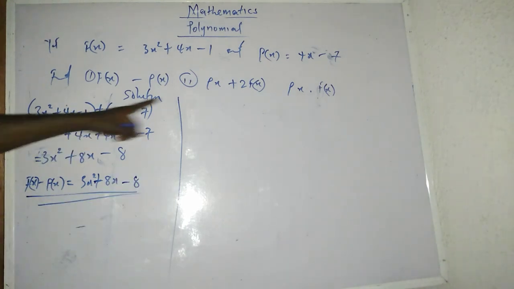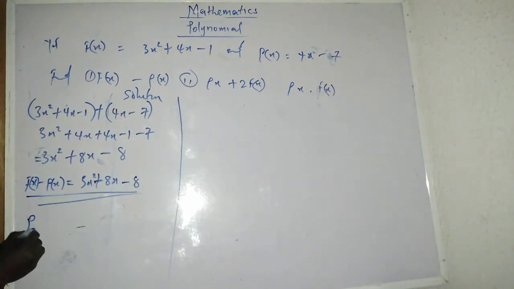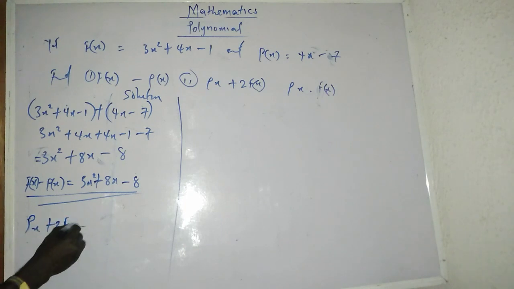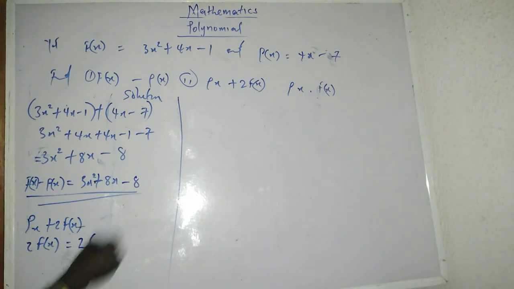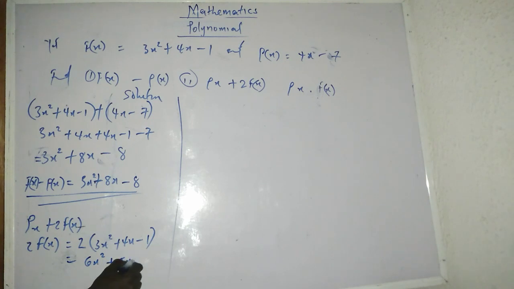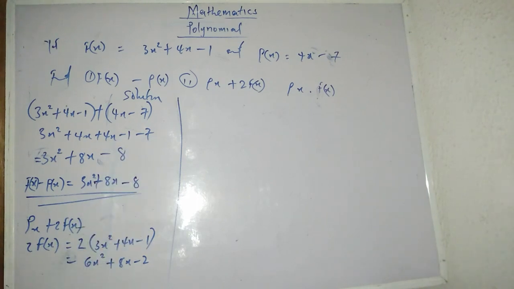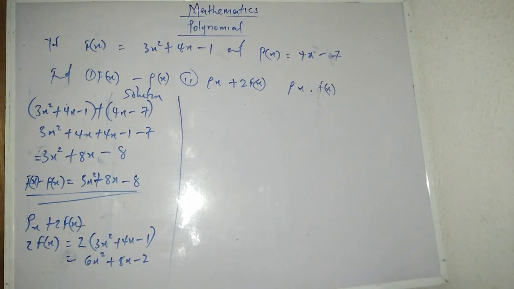Now, if I'm talking about plus, it means p of x plus 2f of x. What I will just do is 2f of x. It means I want to use 2 to open my f of x, which is 3x squared plus 4x minus 1, which I will have 6x squared plus 8x minus 2. At this point, I can now say that what?